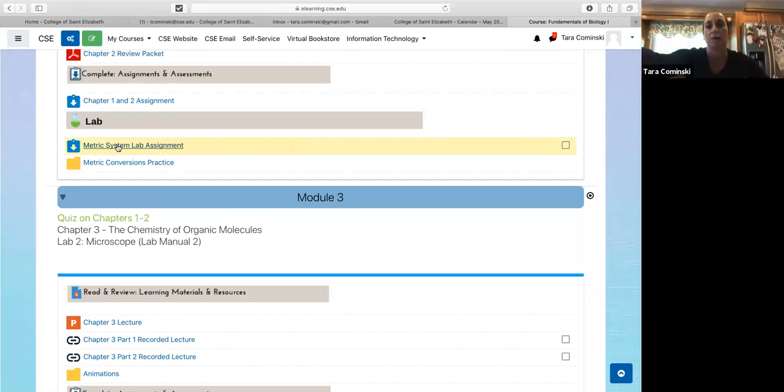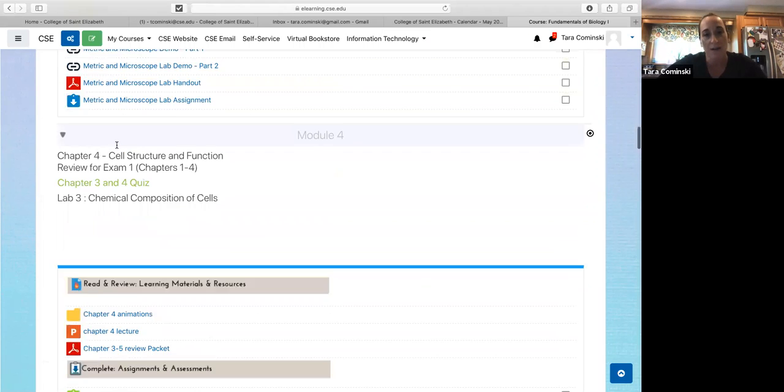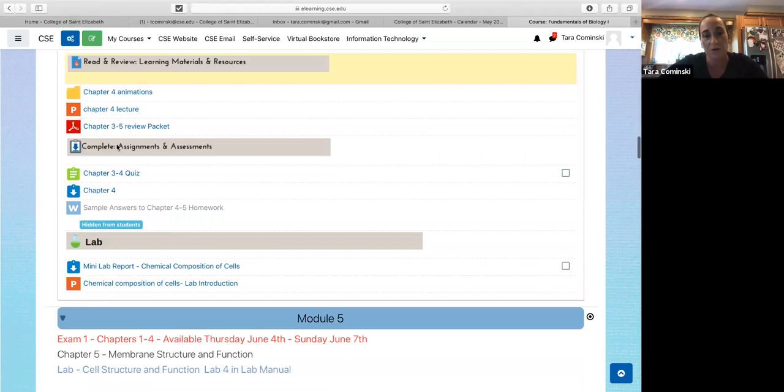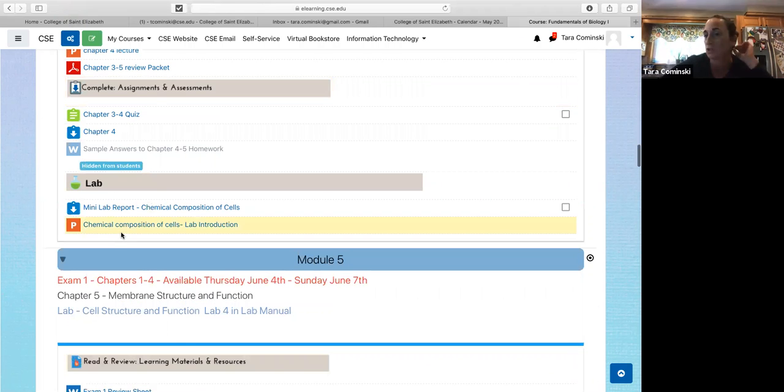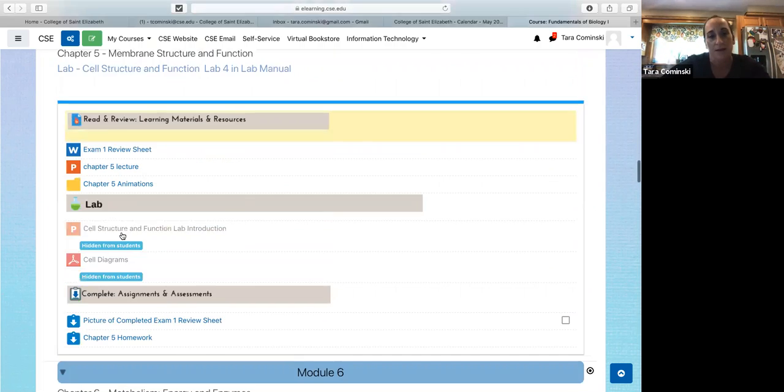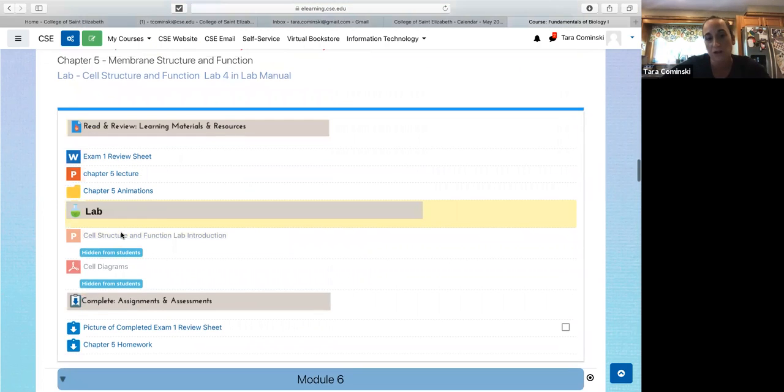All right, any questions about the lab? All right, so while we're on that topic, the upcoming labs for modules 4 through 6, the first one here is the chemical composition of cells. I will be recording that tomorrow, so that'll be up. And then there's a cell structure and function lab.